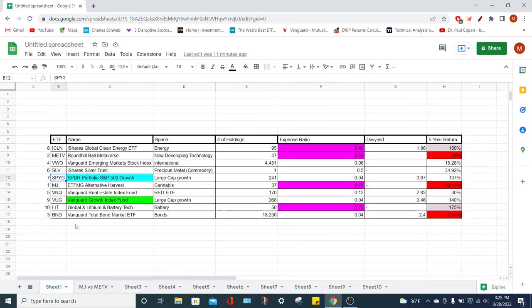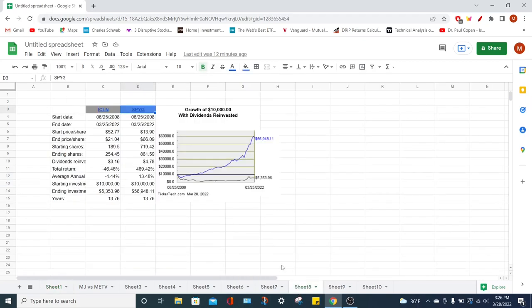However, with that being said, let's see if we can dethrone SPYG by comparing it to ICLN, which is the iShares Global Clean Energy ETF. Because if we compare these two based off of their 5-year return, the iShares Global Clean Energy ETF has appreciated by 150%, which is much greater than the SPDR Portfolio S&P 500 Growth ETF SPYG, which has only returned around 137%. So if you just look at the short-term 5-year graph, you may think that the ICLN ETF is better. However, let's see if that actually holds to scrutiny. Well, surprisingly, it does not.